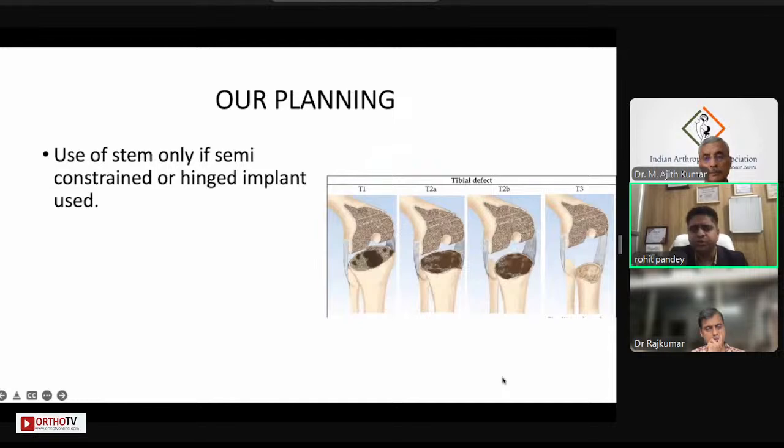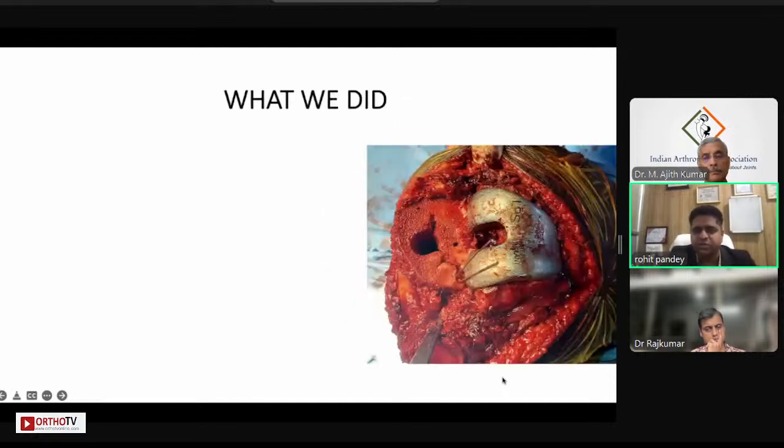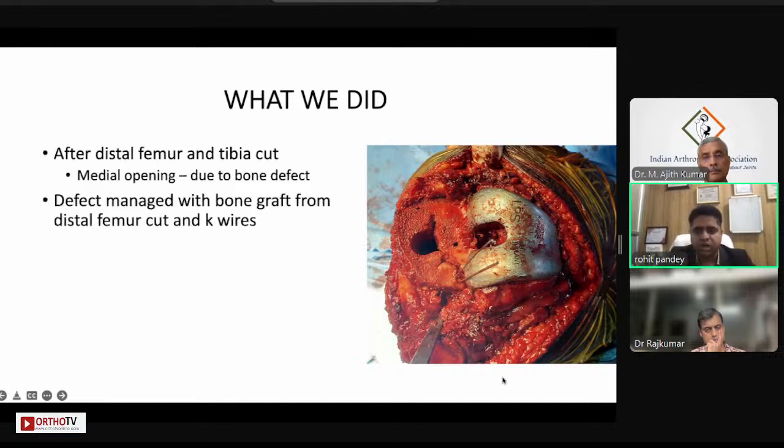Stem was supposed to be used if there was a hinge implant or a use of sleeve or something. And while operating, we saw that there was a posterolateral defect. We can appreciate that also at that time while examining. And on the X-ray also, if we look very closely, the X-ray is not of that good quality, but there was subluxation of the whole knee on the posterolateral side. After doing the distal femoral cut and assessing the stability, there was still some opening on the medial side, and that was mainly due to the bone defect.